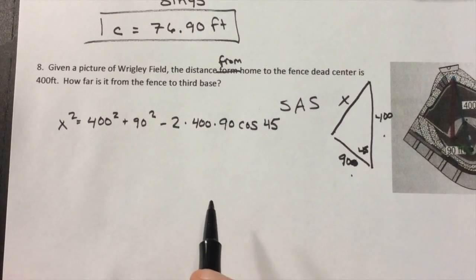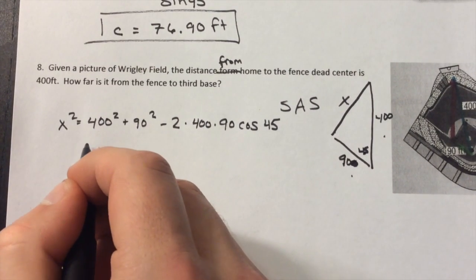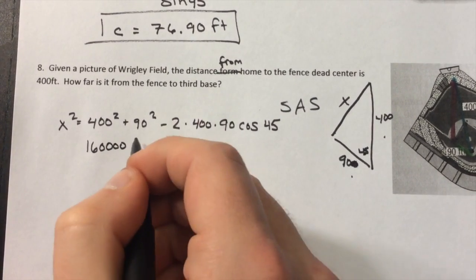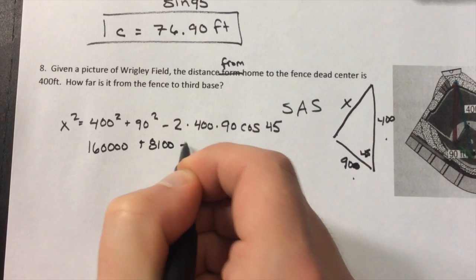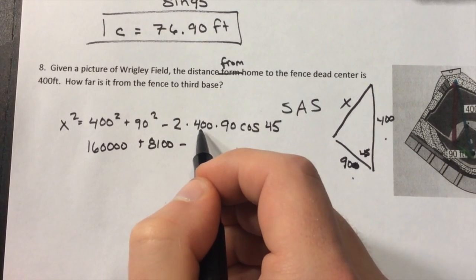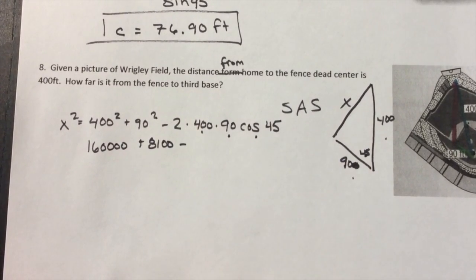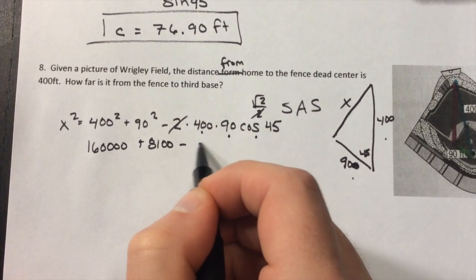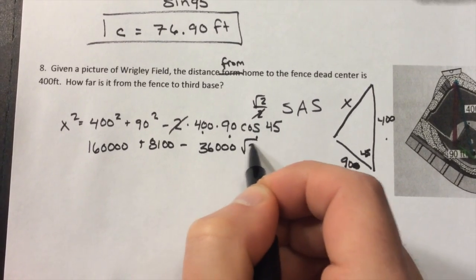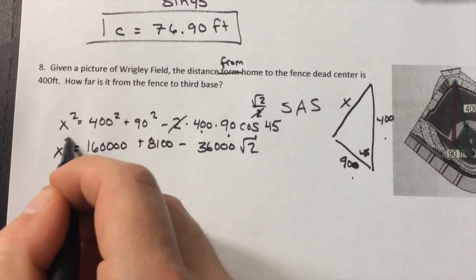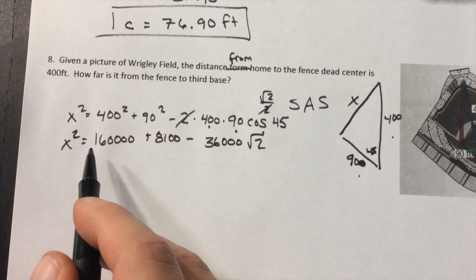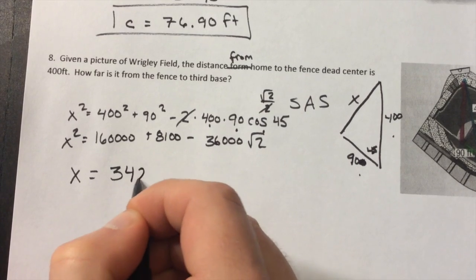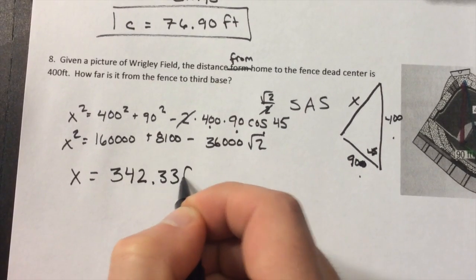Now all I have to do is type this into my calculator. To expand this out though, 400 squared is 160,000. It's 16 with 4 zeros, plus 8100 minus 2 times 400 times 90 times the cosine of 45, which is root 2 over 2. So these two cancel out. So that's 36,000 root 2 equals x squared. So if I type this into my calculator and I take the square root, I get x equals 342.33 feet.